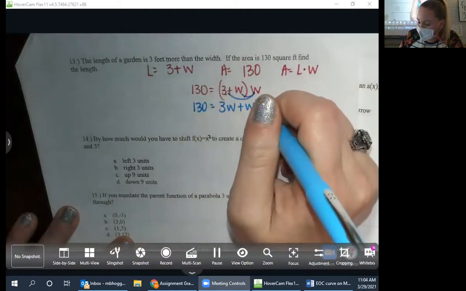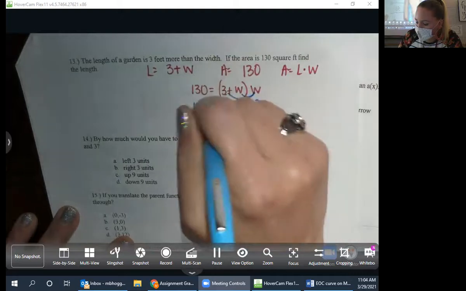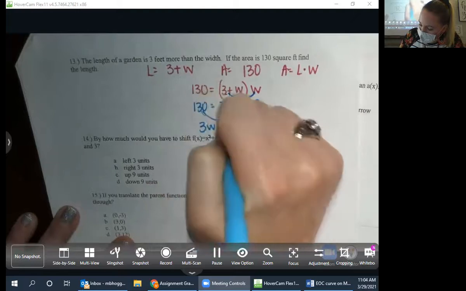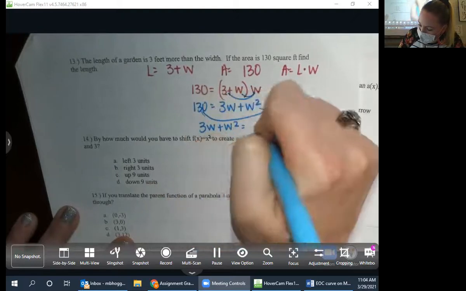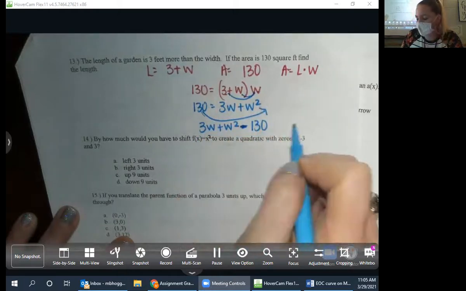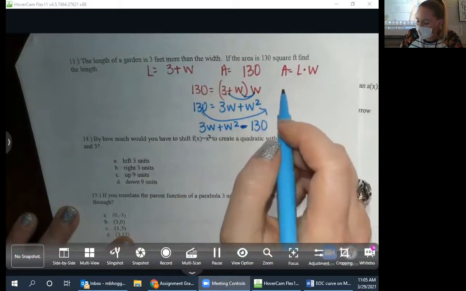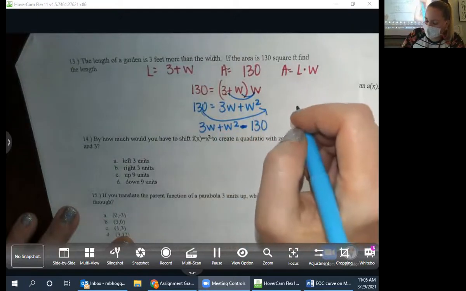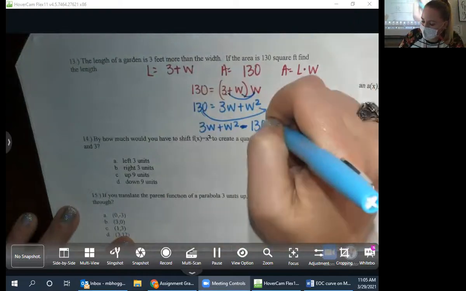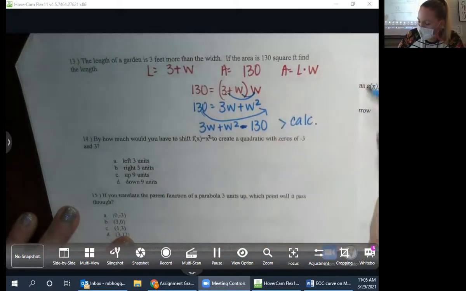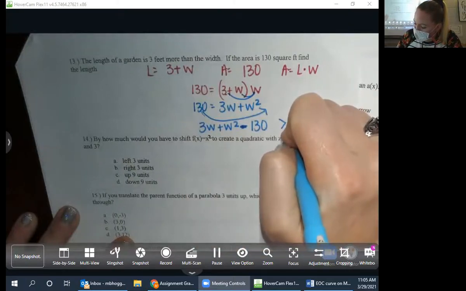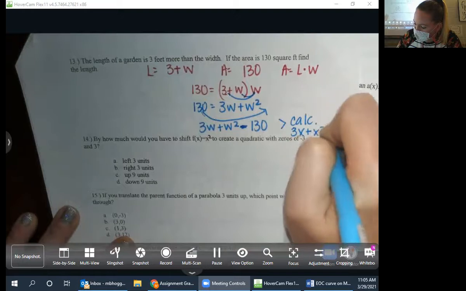And now I need to move this 130 over here so that it will be set equal to 0. When I do that, I get 3W plus W squared minus 130 equals 0. That's my equation. Okay. So what I would do here is put this in my calculator. Instead of W, I'm going to put X. 3x plus x squared minus 130.